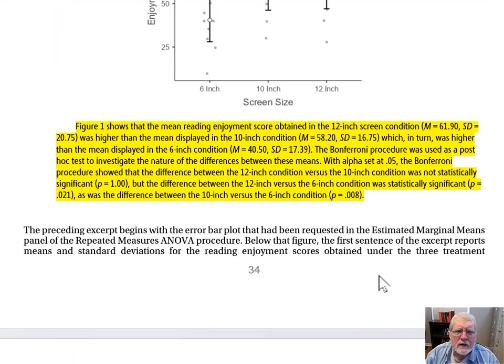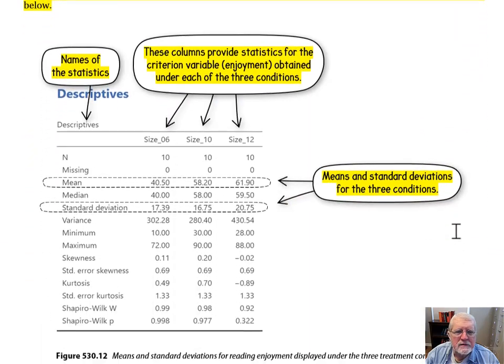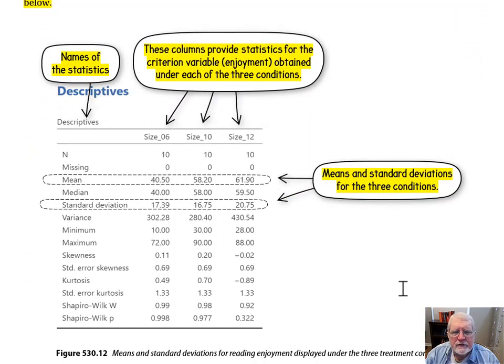Again, what am I talking about? I'm talking about this, where I reported the mean and the standard deviation for the 12-inch screen condition here, the mean and the standard deviation for the 10-inch screen condition here, and so forth. That is where I obtained those means and standard deviations from my descriptives table created last week.